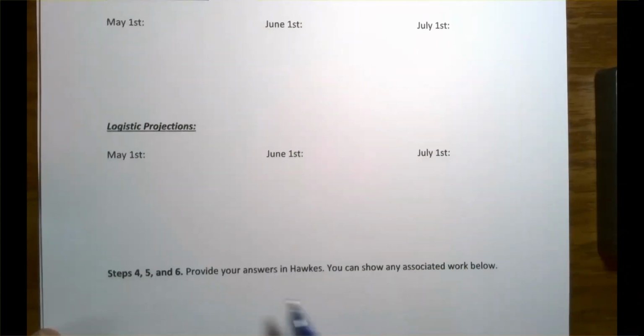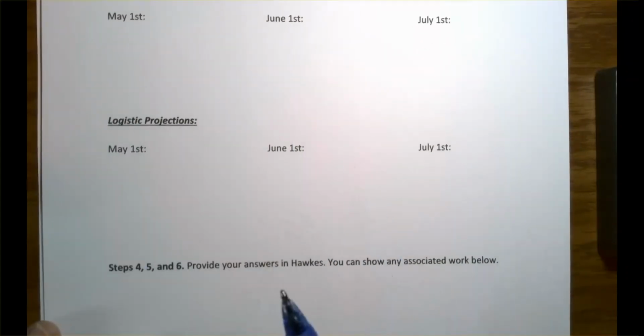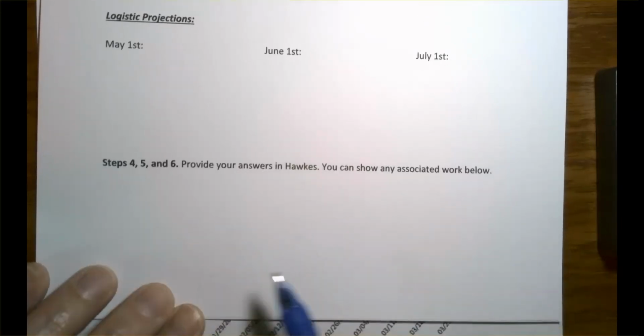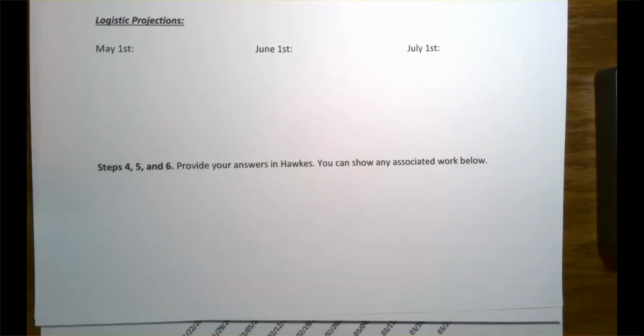And then steps 4, 5, and 6 will be questions, just interpreting your answers. Provide your answers in Hawks. Just type those answers in. You can show any associated work for anything down here. There's not a whole lot of work there. It's mainly just making sure you kind of understand what you found.